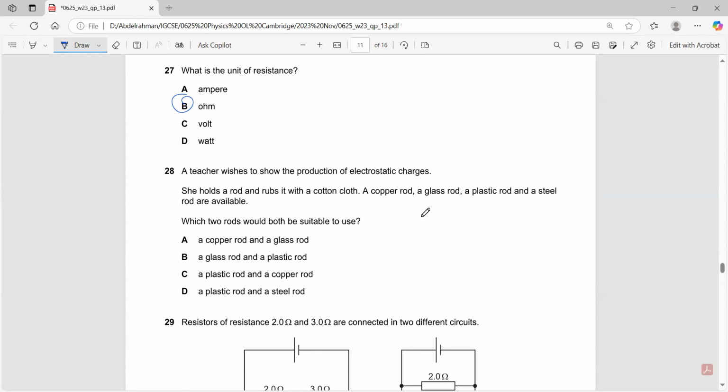A teacher wishes to show the production of electrostatic charges. She holds a rod and rubs it with a cotton cloth. A copper rod, a glass rod, a plastic rod, and a steel rod are available. Which two rods would both be suitable to use? Can't she use the copper rod? No, because it's a metal. We need non-metals. Glass, yes. Plastic, yes. Steel, no. So only the glass and plastic rods are suitable.